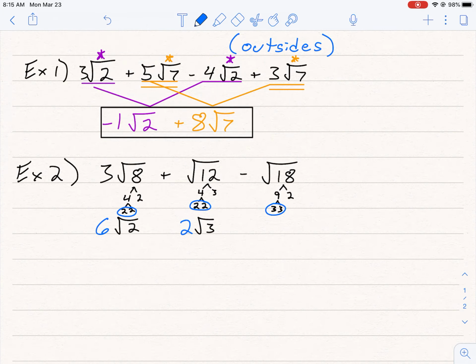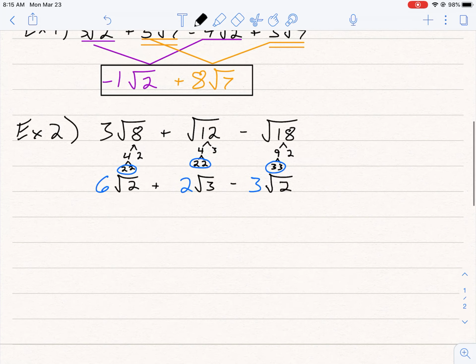And then finally, for the last one, I've got a pair of 3's left over 2. So that's 3 square root of 2. So here's all of our expressions simplified to their lowest form. It simplifies to 6 square root of 2 plus 2 square root of 3 minus 3 square root of 2.